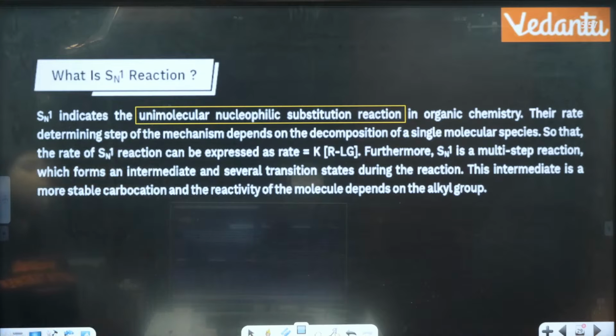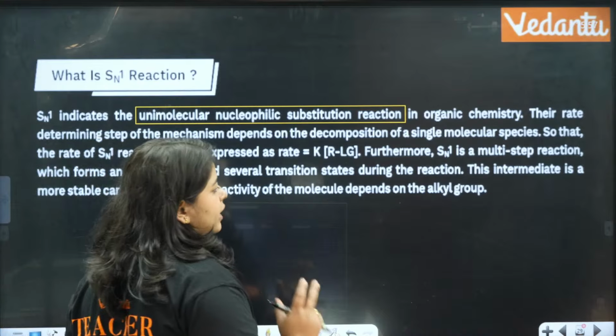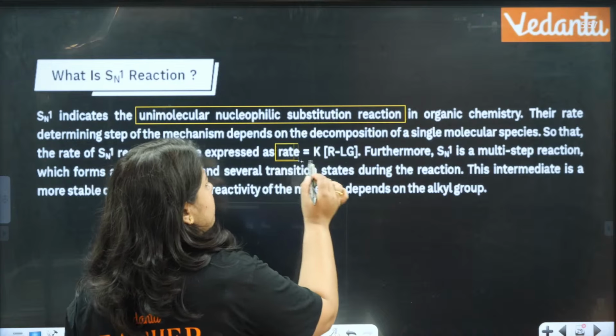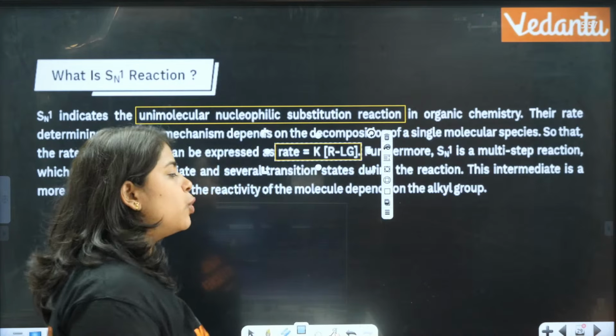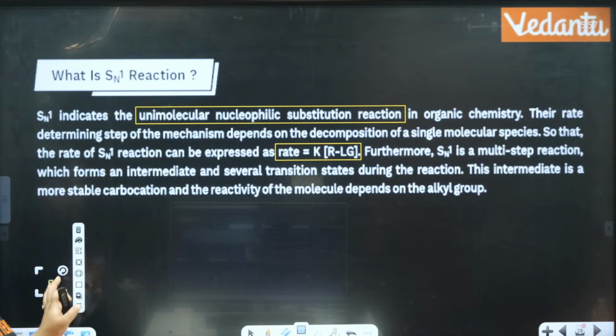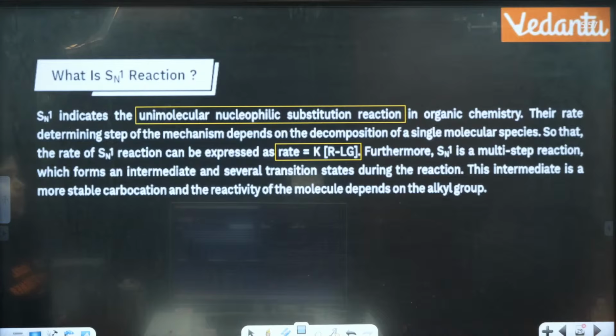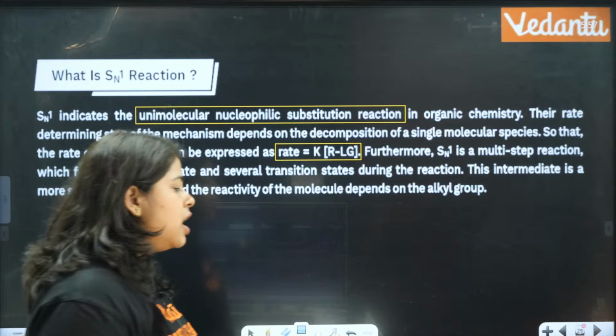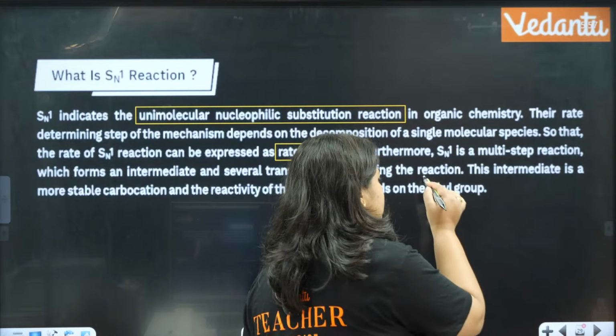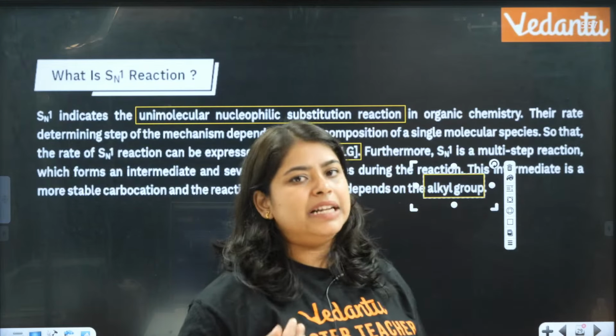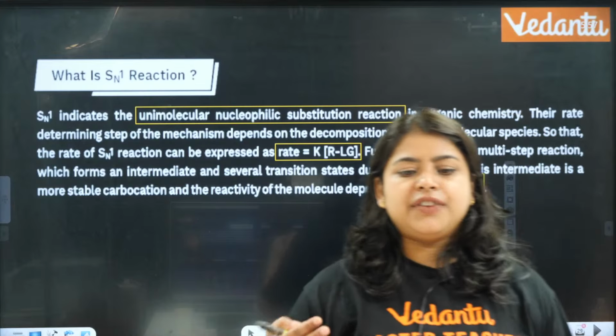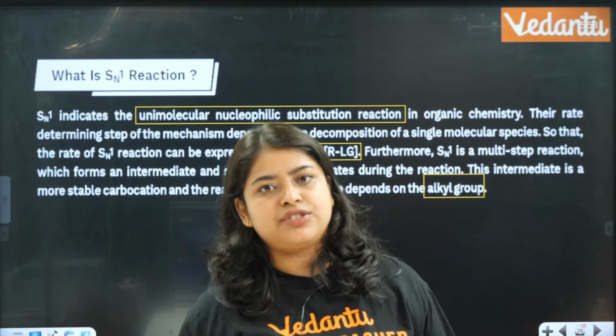Clear? The SN1 reaction can be expressed in the form of one rate, you can also use the rate law, but if you don't want to use that, don't remember it, no problem. Furthermore, SN1 is a multi-step reaction which forms an intermediate and has several transition states during the reaction. This intermediate is a more stable carbocation, and the reactivity of the molecule will depend on the alkyl group. It has multiple steps: first a slow reaction, then a fast reaction. Clear?